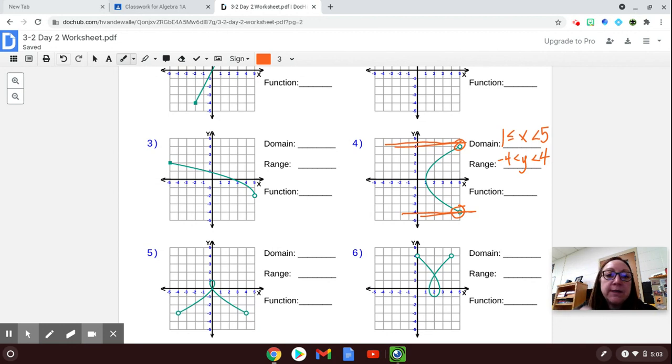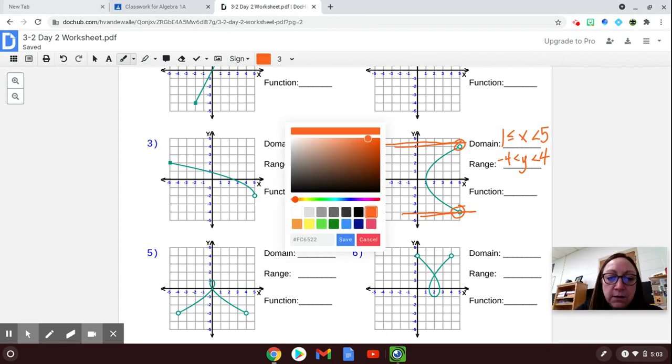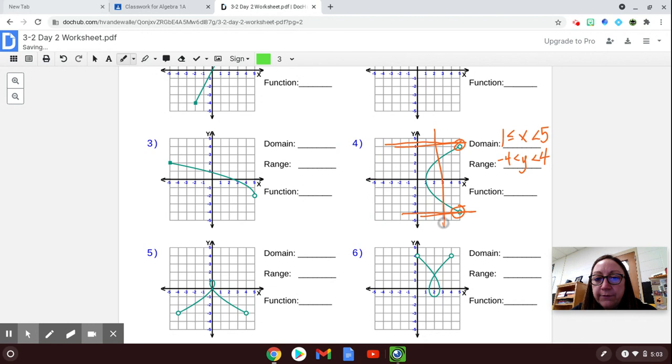Now, as far as is this a function, okay, we can look at the vertical line test. So if I draw a vertical line, that wasn't green. Now it is. Okay, so if I look at the vertical line test, this line hits in 2 different spots. So if a vertical line hits the graph in more than one spot, the answer is no, that cannot be a function.